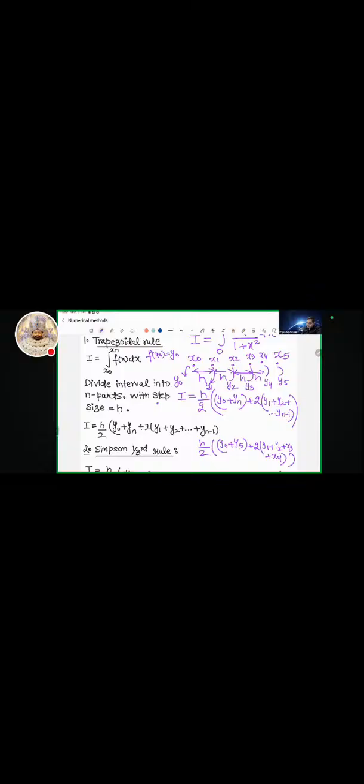Perfect. Everyone clear with the formula? How do you write the formula? How do you remember the formula? So you divide your interval into, let's say, 5 parts. Like in the example, 5 parts. You know what is the value of h. So the formula starts with h by 2.